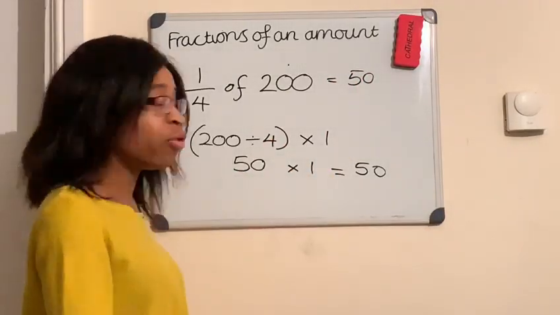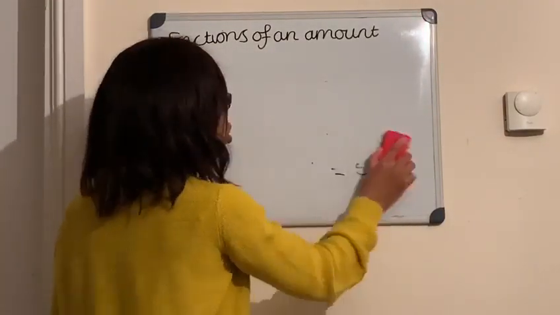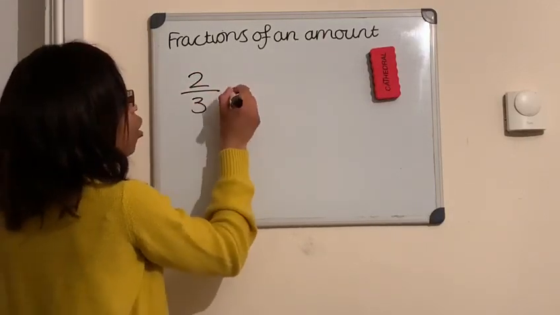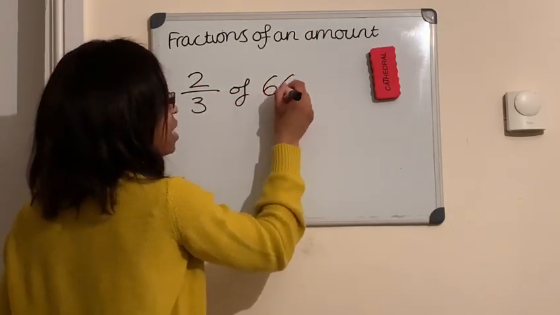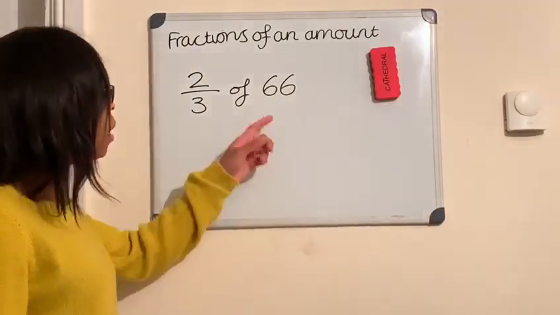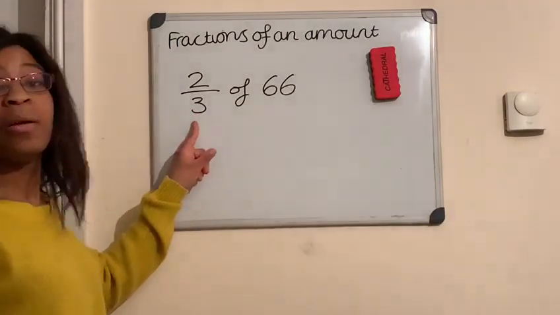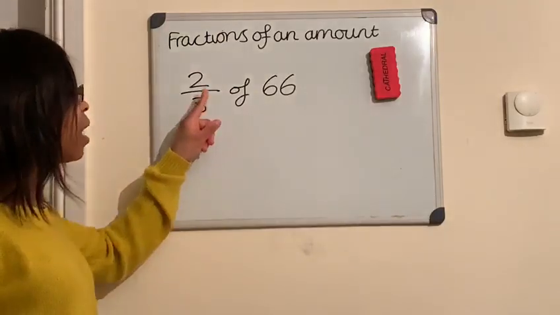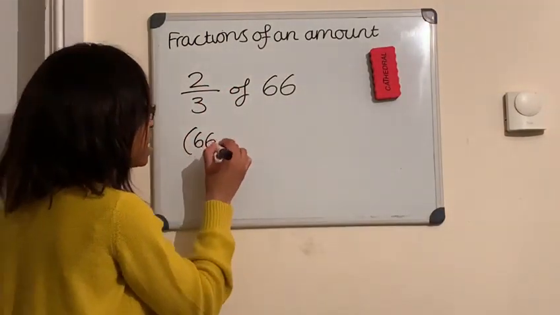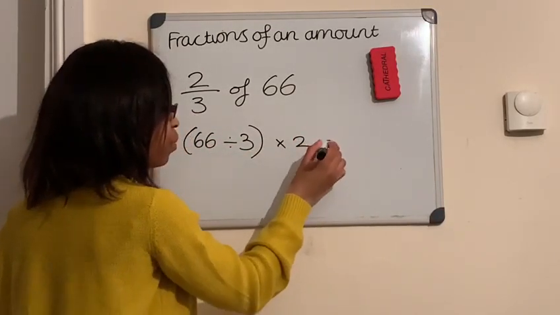We'll do another one on the board, just for a better understanding. So, the next one, I think we'll do 2/3 of 66. Yeah, okay. Again, the method still applies here. Picking your amount number and then dividing it by this number and then multiplying it by the numerator. So again, 66 divided by 3 multiplied by 2.